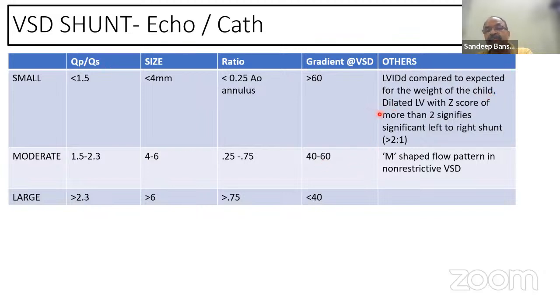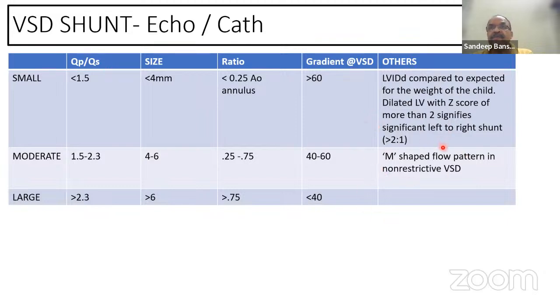If the LV is dilated and the Z-score, the ratio of the LV dimension of the child to the normal, is more than 2, then that signifies a significant left to right shunt.